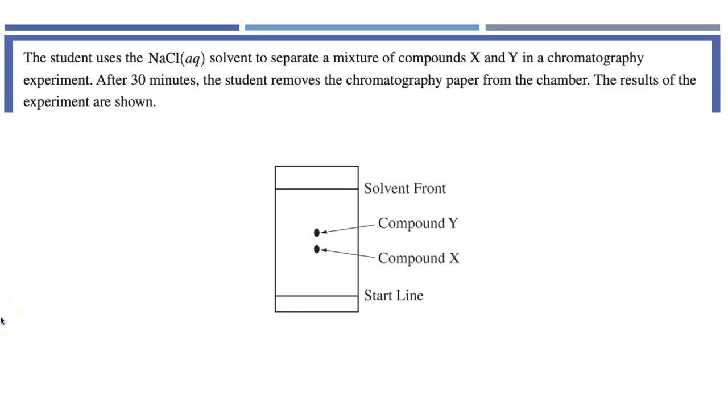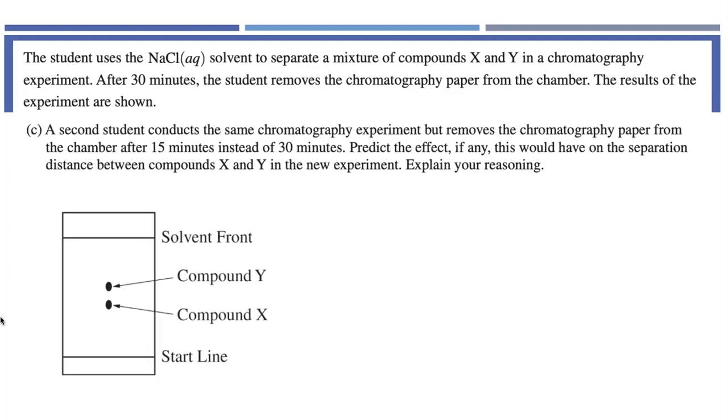The student uses the sodium chloride solution as the solvent to separate a mixture of compounds X and Y in a chromatography experiment. After 30 minutes, the student removes the chromatography paper from the chamber, and the results of the experiment are shown here. So we have a start line, we have the solvent front, how far the solution moved up the paper, and we have spots for compound Y and compound X. A second student conducts the same chromatography experiment, but removes the chromatography paper from the chamber after 15 minutes instead of 30 minutes. Predict the effect, if any, this would have on the separation distance between compounds X and Y in the new experiment and explain your reasoning.